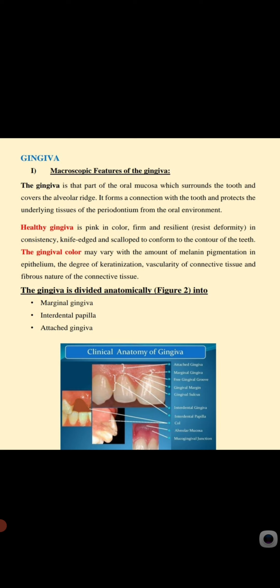Next is the microscopic picture. Microscopic features are those which we cannot see by naked eyes, and for that a microscope is needed. In the microscopic picture of gingiva, we discuss epithelium and connective tissue, because epithelium and connective tissue we cannot see by naked eyes.